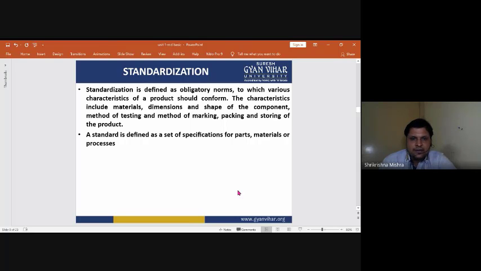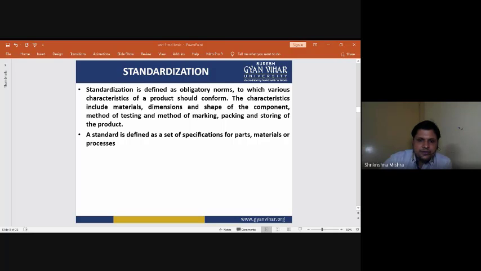The characteristics include materials, dimensions, and shape of the component, as well as method of testing and method of marking, packaging, and storing of the product. A standard is defined as a set of specifications for parts, materials, or processes.